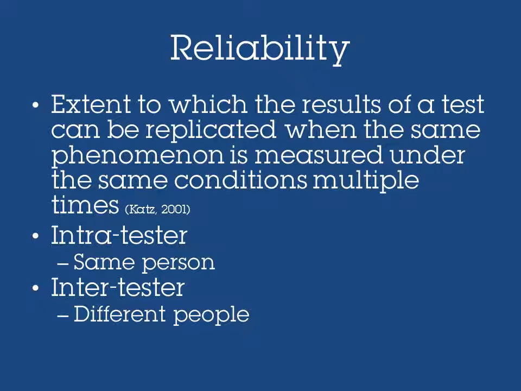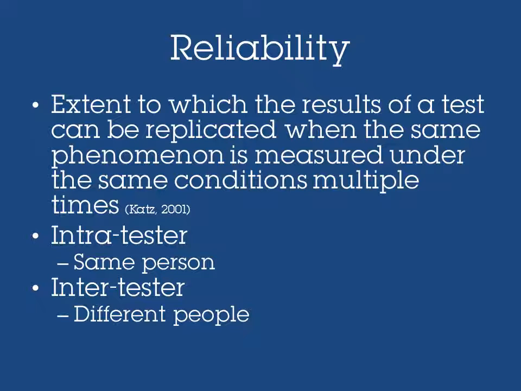A couple other statistics that I want you all to be familiar with moving forward and reading the literature, specifically the diagnostic accuracy literature, are reliability and validity. Reliability is the extent to which the results of a test can be replicated when the same phenomenon is measured under the same conditions multiple times. So how often can we do this exact same thing and get the same results? There are two main types of reliability: intra-tester and inter-tester.